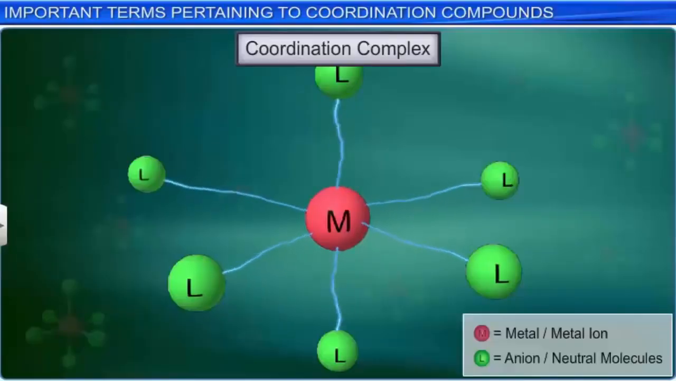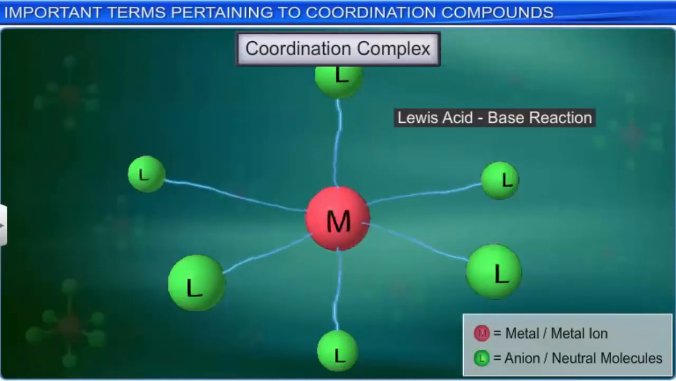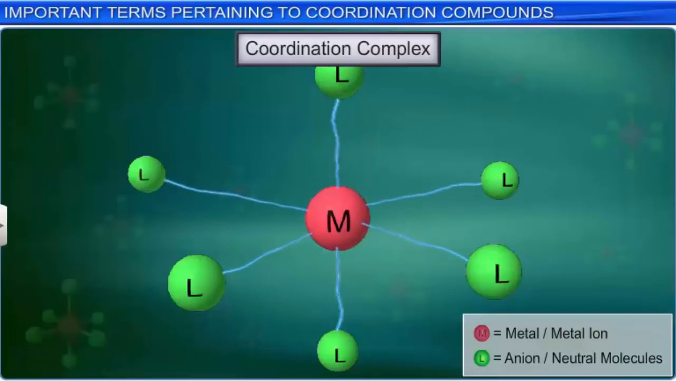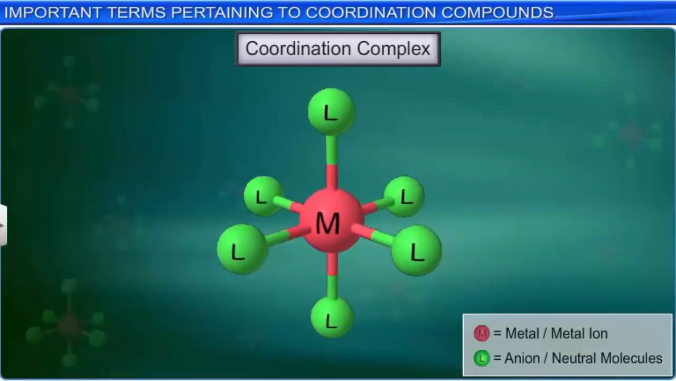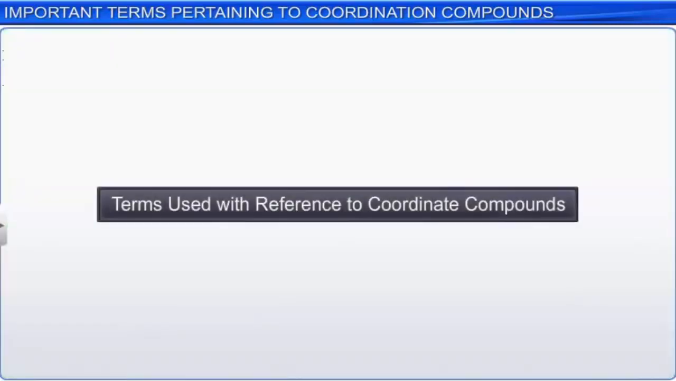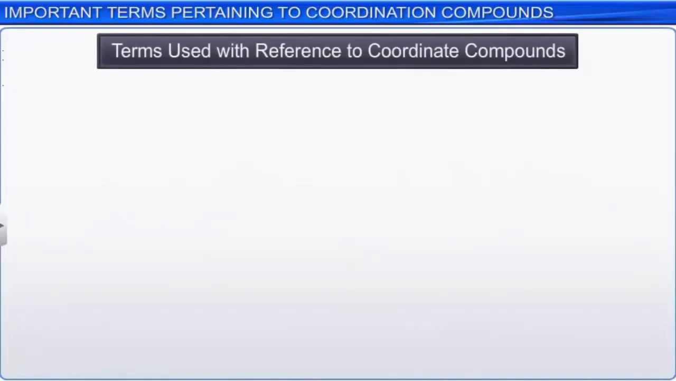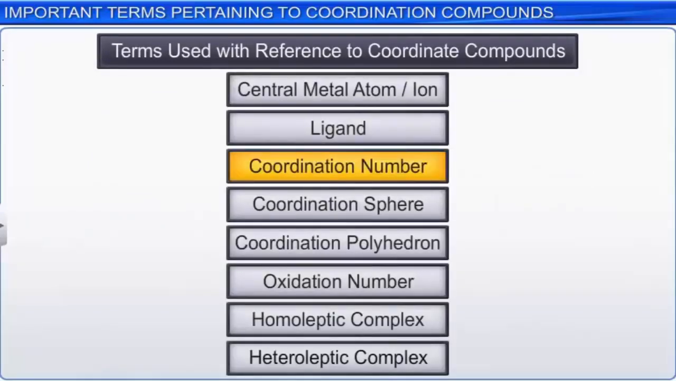A coordination complex is the product of a Lewis acid-base reaction, in which a central metal atom or ion forms coordinate covalent bonds with neutral molecules or anions called ligands. Similar to the terms central metal and ligand, there are some other terms like coordination number, coordination sphere, coordination polyhedron, oxidation number, homoleptic complex, and heteroleptic complex, which are used with reference to coordinate compounds. Hence, you must get familiarized with these terms to understand different aspects of coordination chemistry. So let's go through these terms in detail.